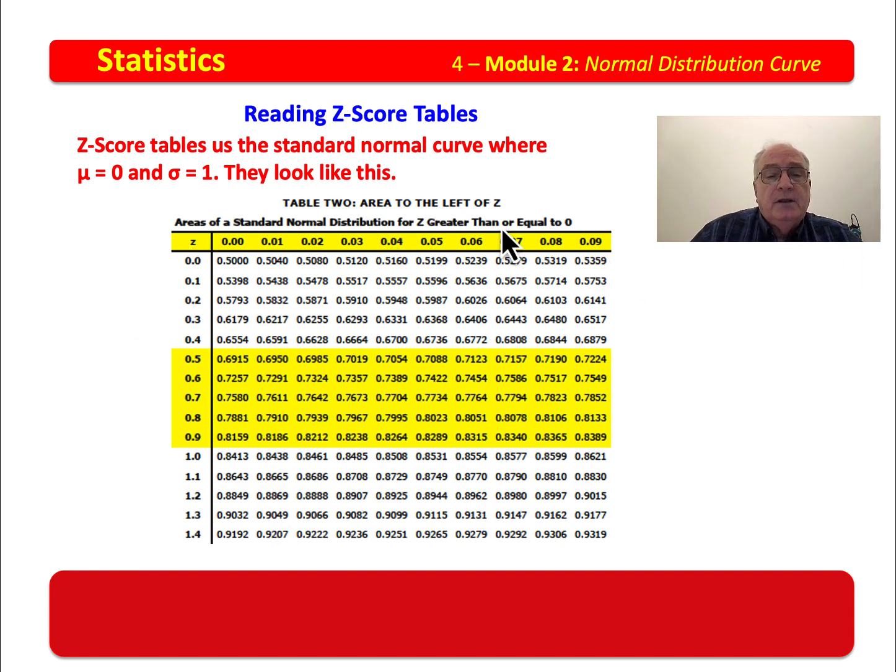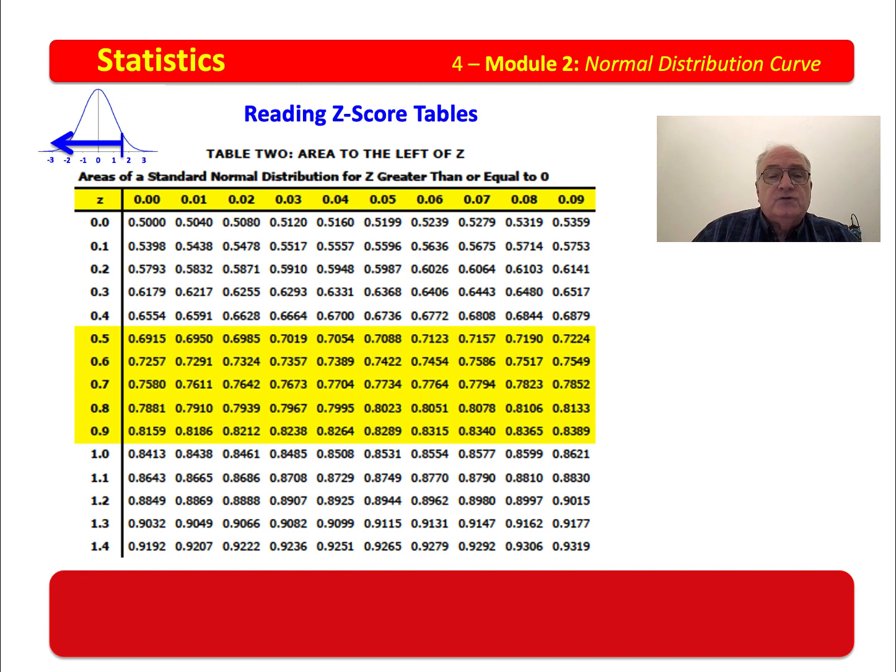And here we are. Guess what? This table is a table for the standard normal distribution curve for z greater than or equal to 0. Z-score tables use the standard normal curve where mu equals 0 and sigma equals 1. They look like this. So what we're going to do here is read this and find z equals 1.37. We have to do that in pieces. First of all, we find z equals 1.3, because that goes down this side, and then we find 0.07.